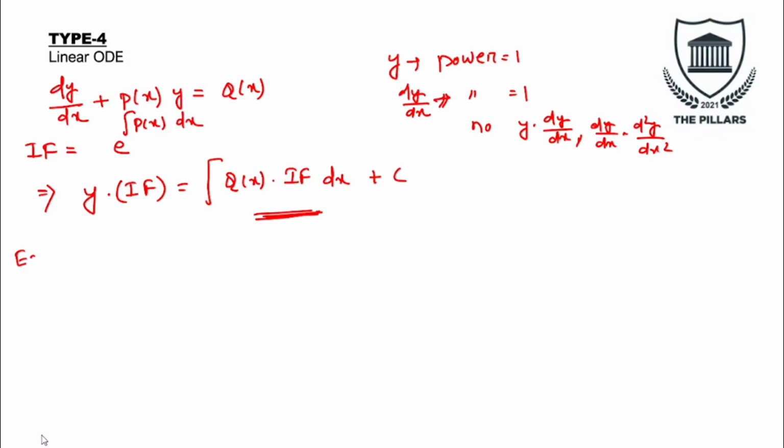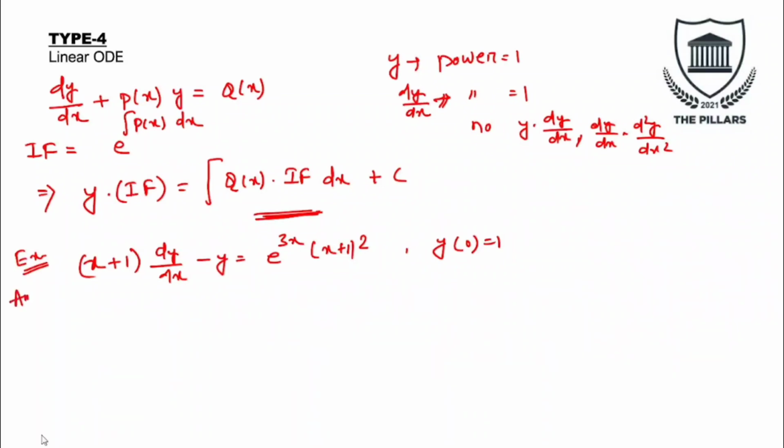Now let me take an example here. Let's say we are given the differential equation (x + 1) dy/dx − y = e^(3x)(x + 1)², and the initial condition is y at x = 0 is 1. Now let's solve this problem. Answer. So how are we going to do it?